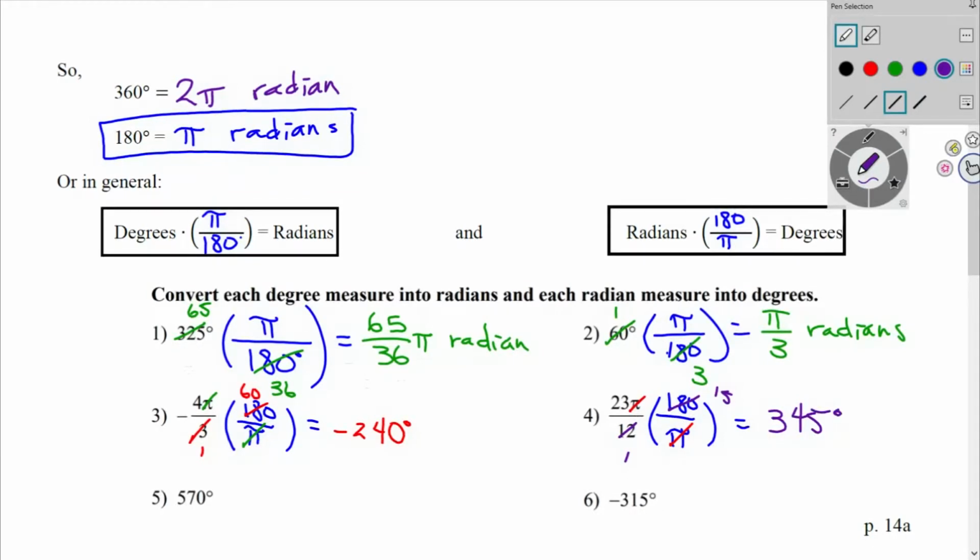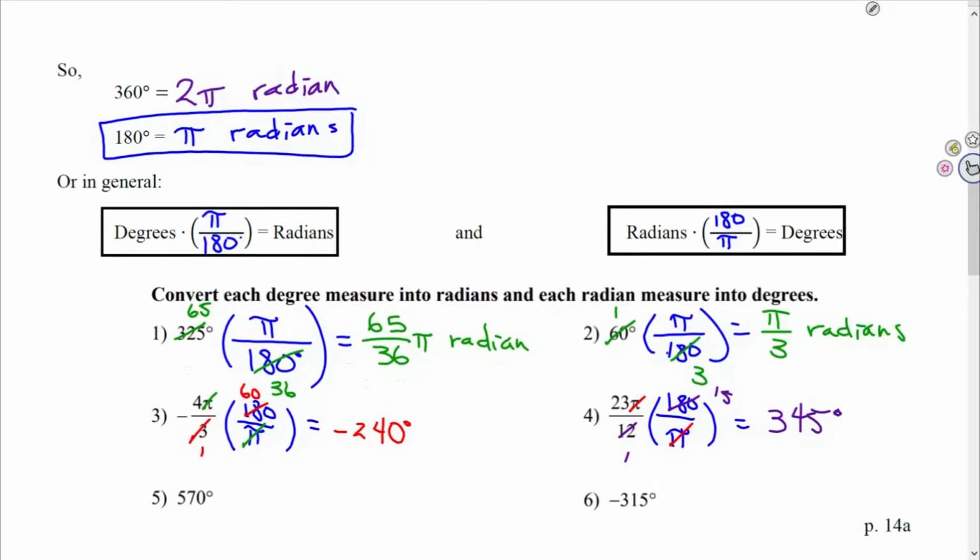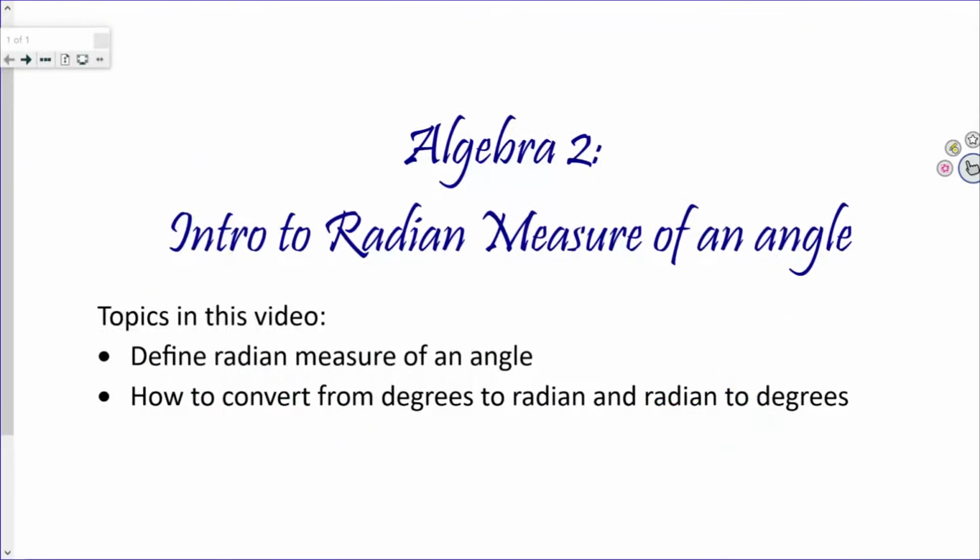I think you get the idea, but you can multiply by pi over 180 or 180 over pi to convert from radians to degrees or degrees to radians. This video defined radian measure of an angle and explained how to convert from degrees to radians and radians to degrees. Thank you for watching.